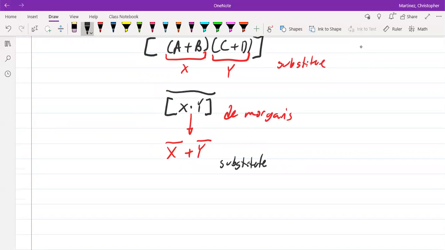Okay, so X was (A plus B) with a bar over it, plus, and now the Y is (C plus D), that's going to have a bar over it.